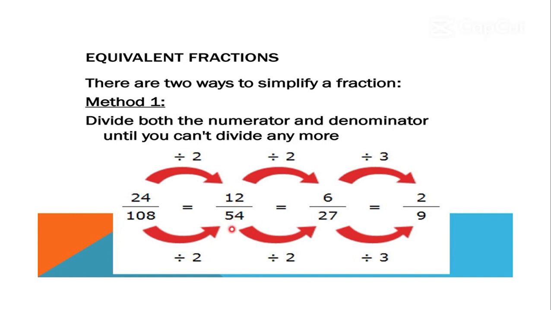12 and 54 can be simplified, and I think I can divide them by 2 again. 12 divided by 2 is 6, and 54 divided by 2 is 27. 6 and 27 cannot be divided by 2, but they can still be simplified. So I will think of a number that both 6 and 27 can be divided by. It is 3. So 6 divided by 3 is 2, and 27 divided by 3 is 9.